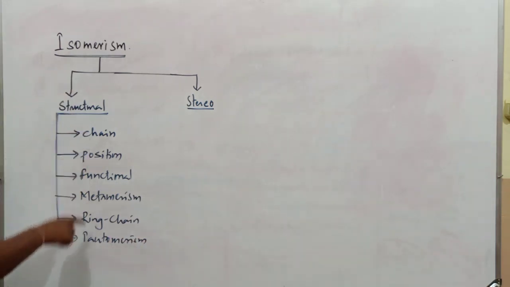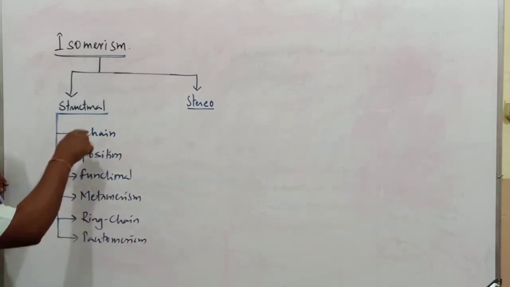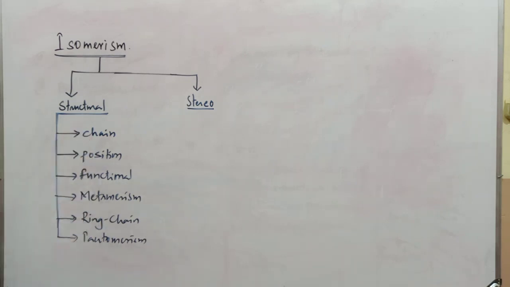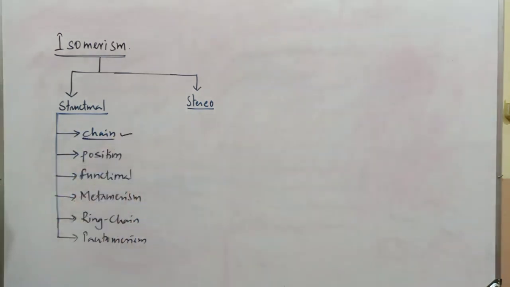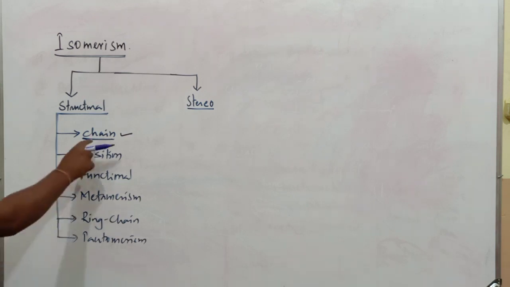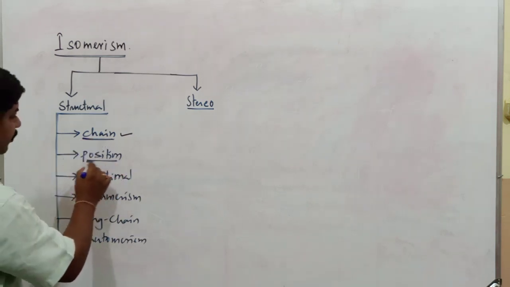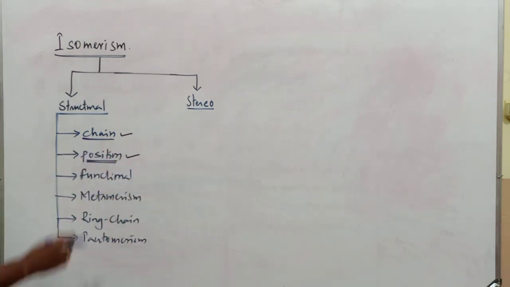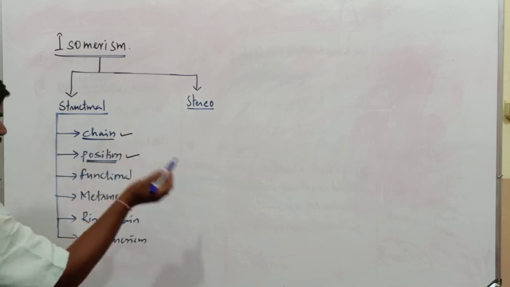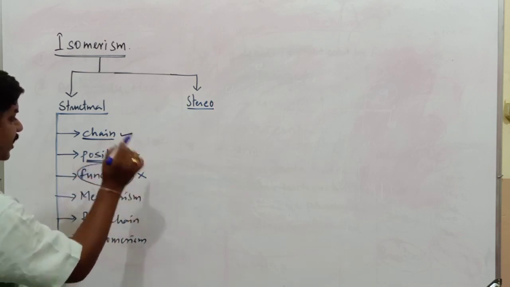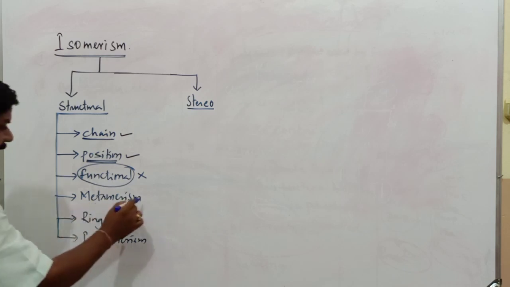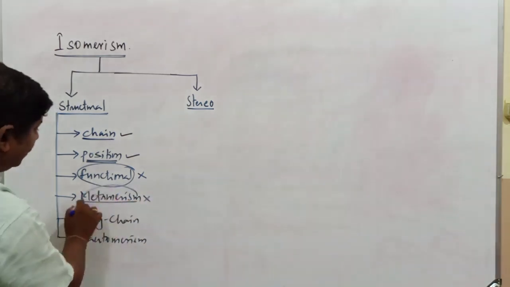Out of these 6 types of structural isomerism, which do compounds containing halogens exhibit? These compounds can exhibit chain isomerism. I will give some examples of how these compounds exhibit chain isomerism. Position isomerism is also possible in these compounds because they differ in the position of the functional group, that is, the halogen atom. These compounds never exhibit functional isomerism. Remember, metamerism is also not possible in these compounds.